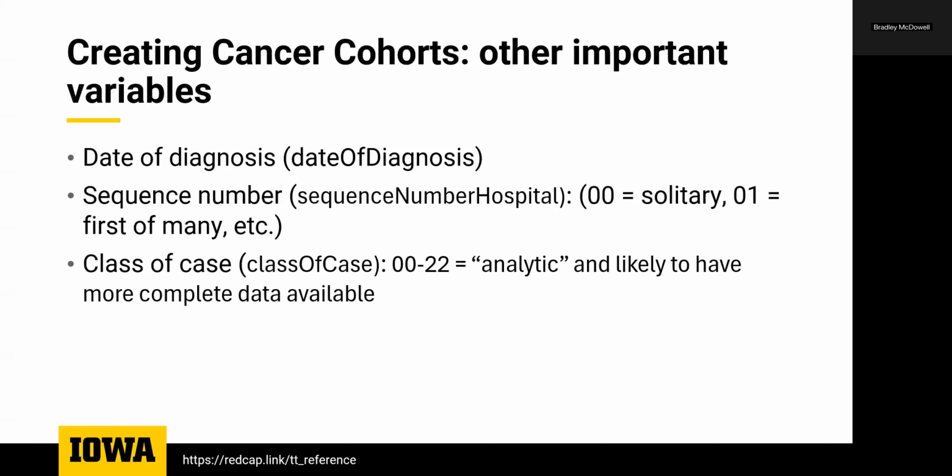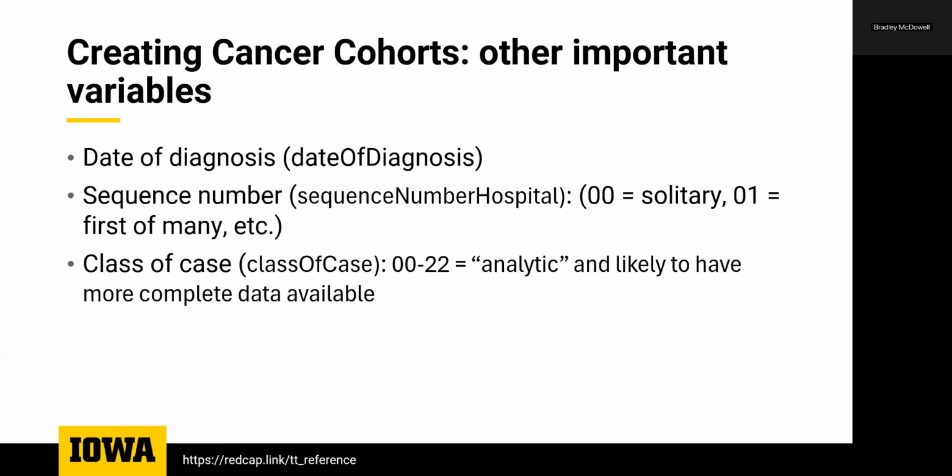Class of case is another important variable. And this reflects the fact that some people will show up to a hospital and they'll have their entire workup done at that hospital. They'll be diagnosed at that hospital, they'll be treated at that hospital. All their information is there. If you're going to look at the other tables in the CDM, they're going to be well populated with all the other procedures they have done.